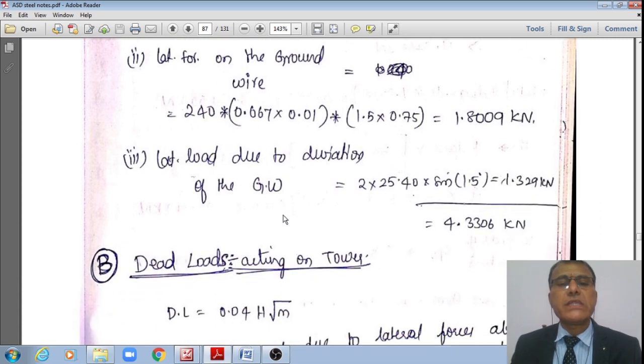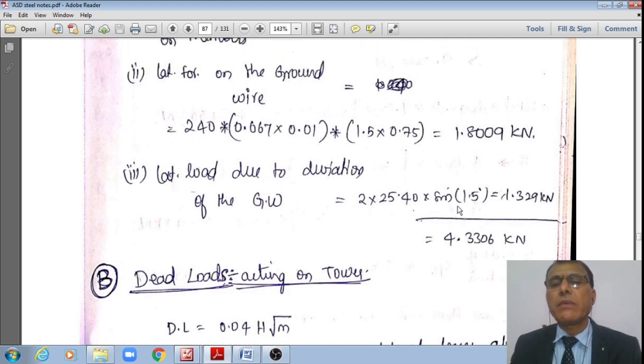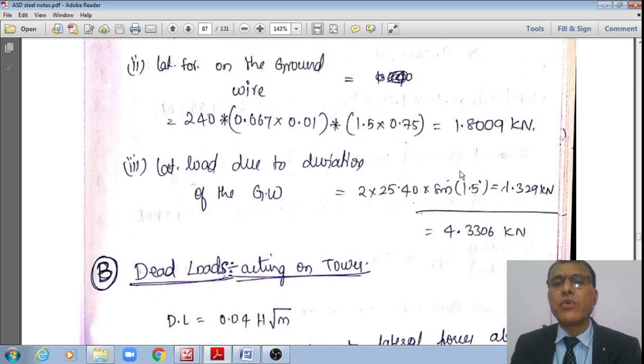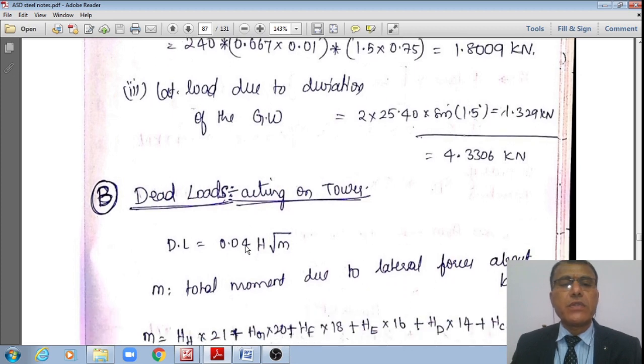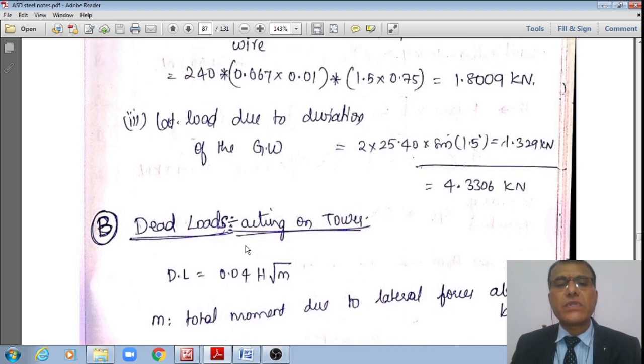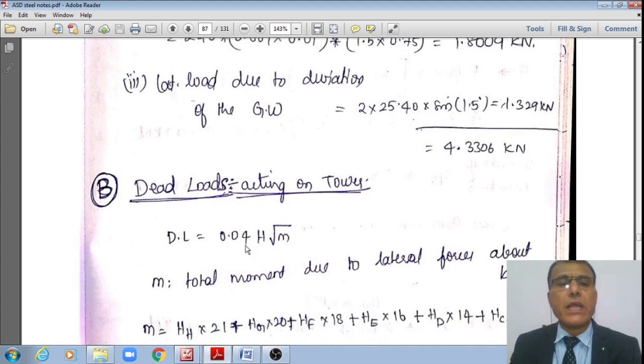The third one is the lateral load due to the deviation of the ground wire. It is equal to 2 multiplied by 25.4 multiplied by sine 1.5 degree. It works out to say 1.329 kilonewton. Therefore, all put together will work out to say 4.3306 kilonewton. That is how all the lateral forces in the first heading, the lateral forces on the members, 1 and 2 on the power conductor and 3 on the ground wire, are calculated.